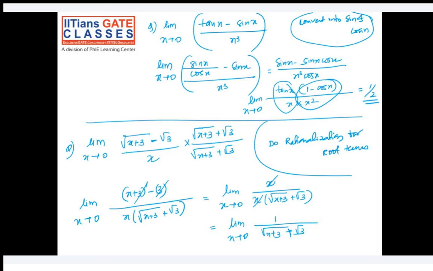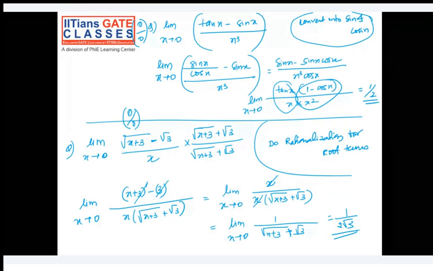Why are we doing it like this? Because if you put 0 here, root 3 minus root 3 is 0 divided by 0. So it's a 0 by 0 form. In the same way, in the first question also, 0 by 0 form was there, because tan 0 is 0, sin 0 is 0. So in order to solve this question, rather than directly applying L'Hospital rule, I am giving you these two hints. Whenever you have a function other than sine and cosine, convert into sine and cosine. Whenever you have, let's say, under root terms, do rationalization. Based on these two questions, I'll give you two homework questions, which you will be able to solve. Can I proceed to the next slide?